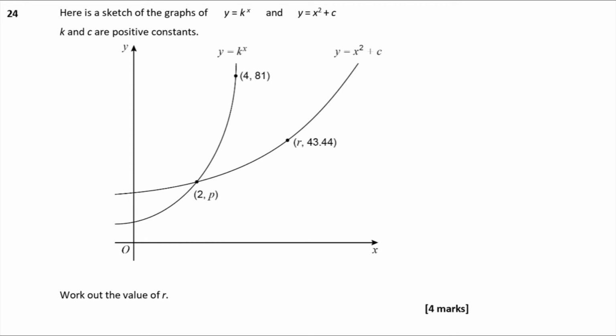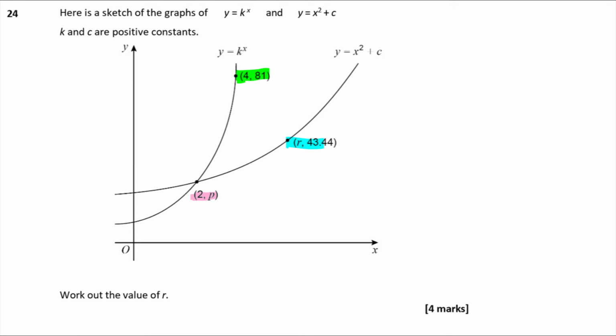Question 24. Here is a sketch of the graphs y equals k to the power of x and y equals x squared plus c. k and c are positive constants. So yeah, we've got them drawn on here. We've been given a point that lies on the exponential function here, and we've got a point that lies on the quadratic function here, and we've got a partial point given for the point of intersection between the two. Okay, we know that the x coordinate is 2, we don't know the y coordinate right now. But we need to work out the value of r. Where's that? That's like the x coordinate of that point over there.